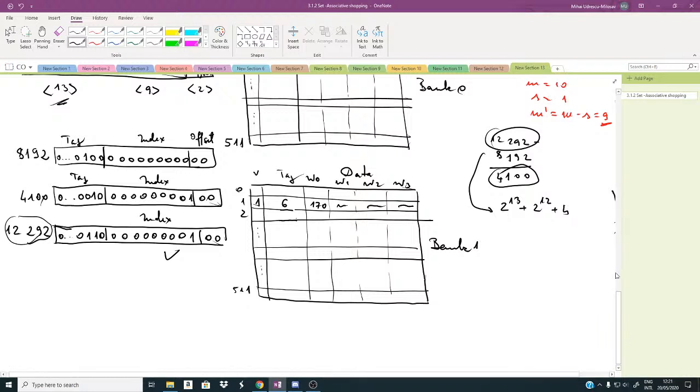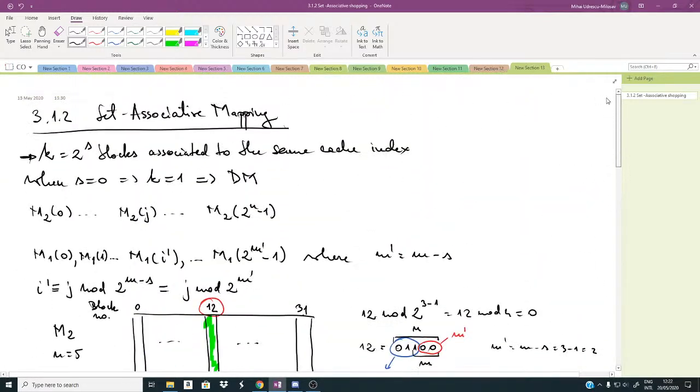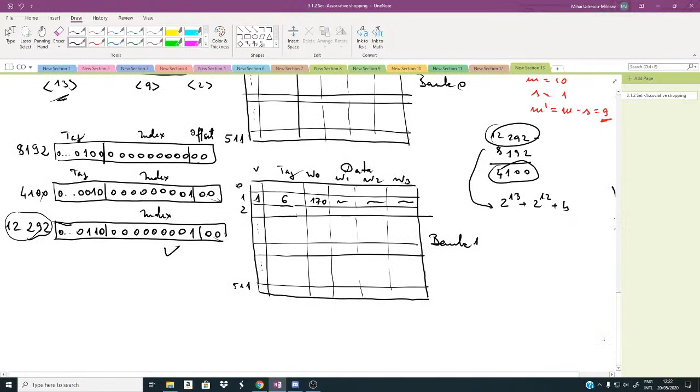Okay, that covers set associative mapping, section 3.1.2. Let's talk about 3.1.3. Let me give the title of this section, which is fully associative mapping.